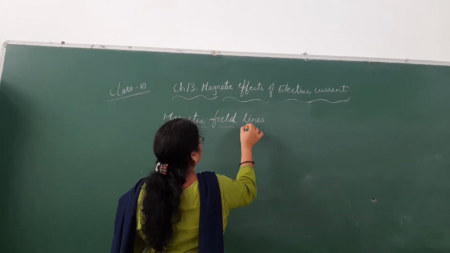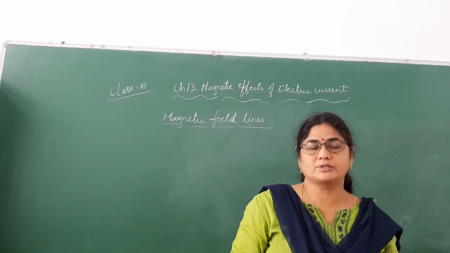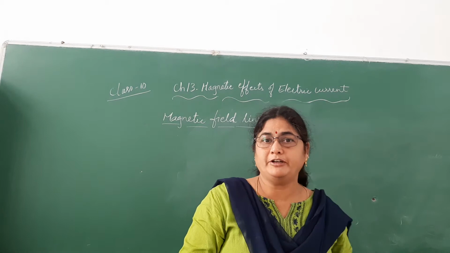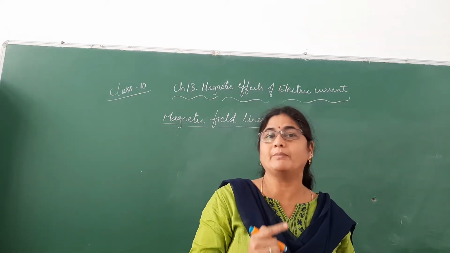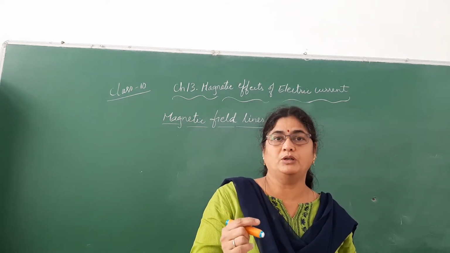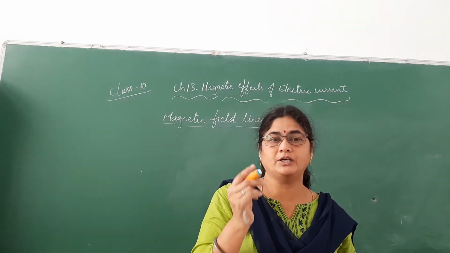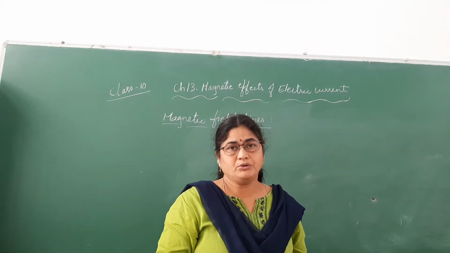These magnetic field lines are also called lines of force. These magnetic field lines are the imaginary lines drawn around the bar magnet through which a unit north pole moves, the north pole of the compass needle moves. How can you draw this?